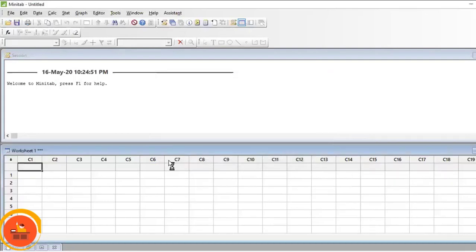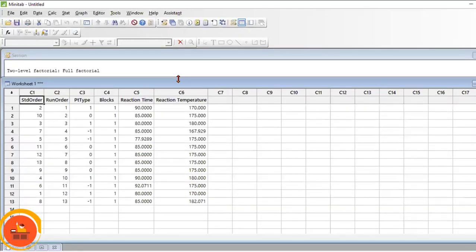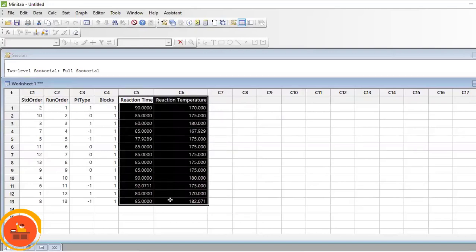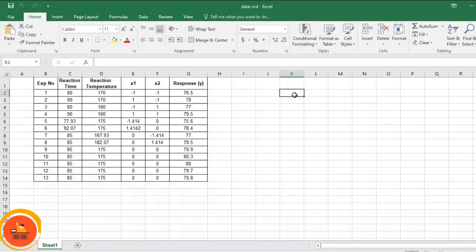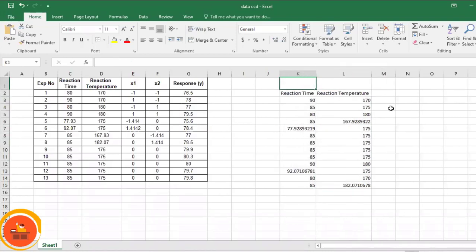Now I am generating an experimental array. See here, if you observe, whatever this layout is, the same thing has been generated. I will copy these in the Excel. Here we have got 13 runs, as we have. I will copy it here: reaction time and reaction temperature, what we are getting here.